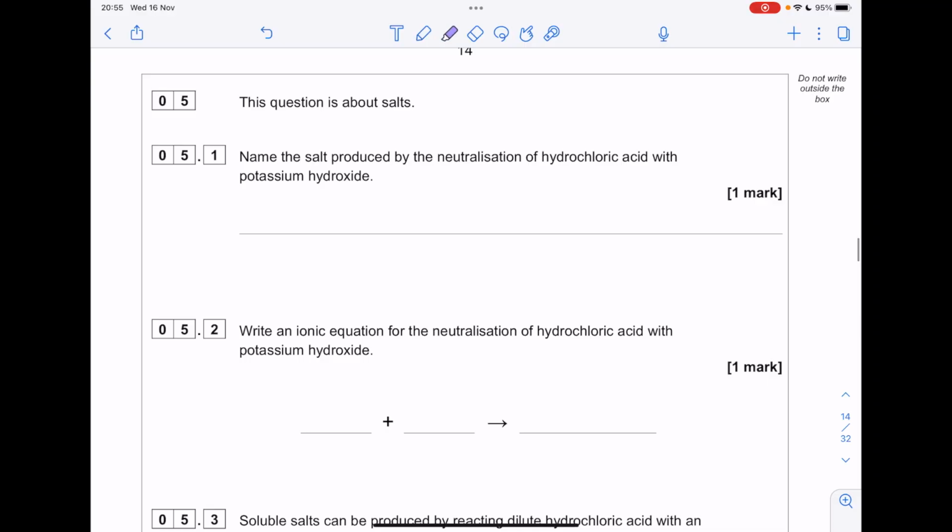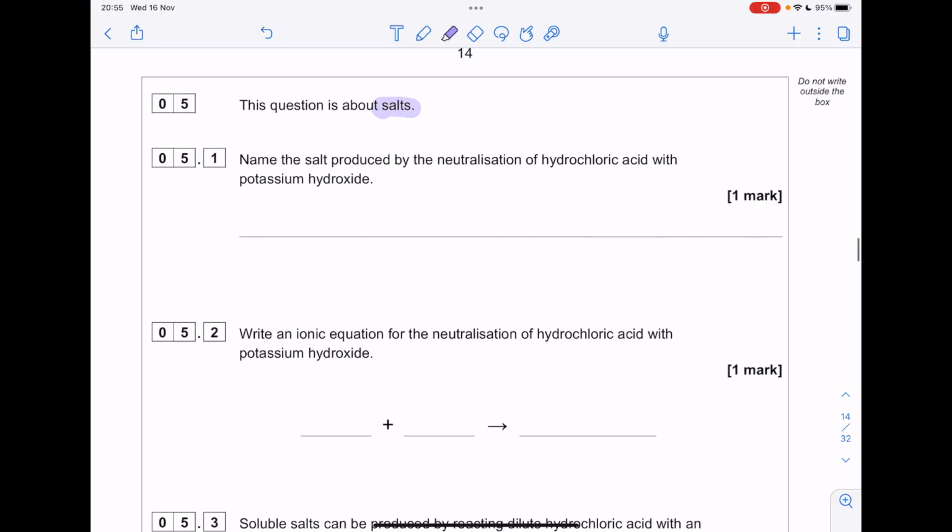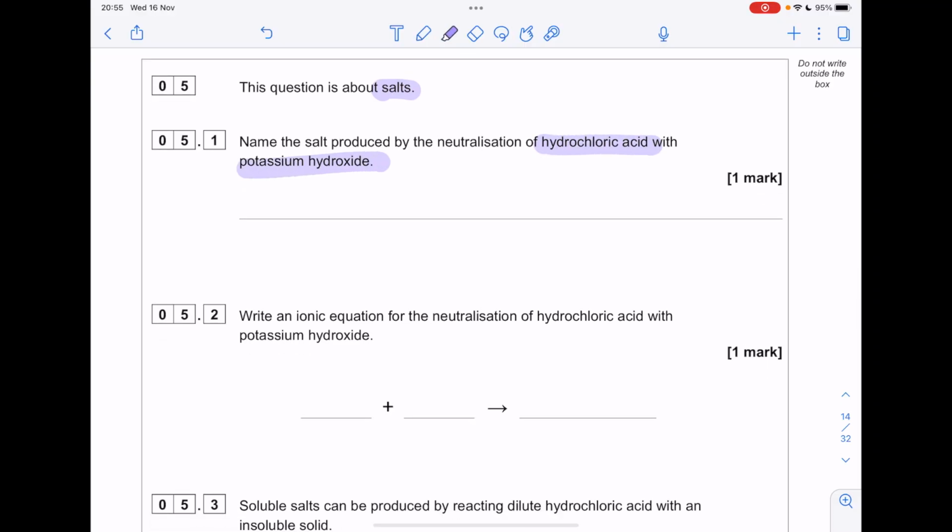This question is about salts. Name the salt produced by the neutralization of hydrochloric acid with potassium hydroxide. So the salt name always starts with the metal and then the acid. So it will be potassium. And remember, hydrochloric acid forms chloride salts.